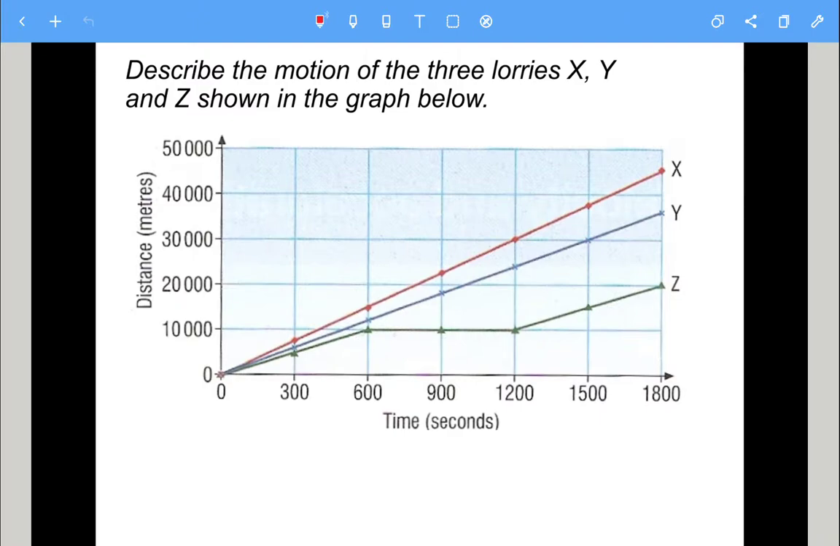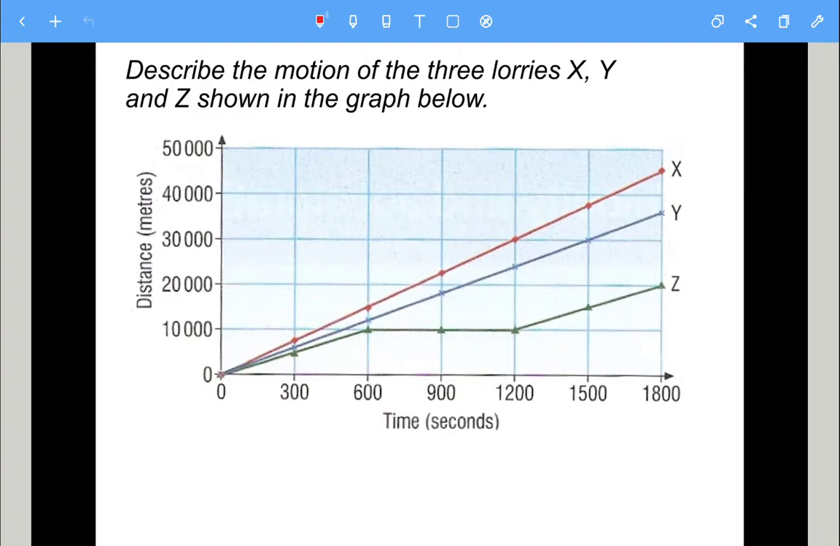Now lorry Z is traveling at a constant speed from 0 to 600 seconds. Then it's a flat line between 600 and 1200 seconds. A flat line means that no extra distance is being covered, so the lorry is actually stationary. Then the lorry starts driving again from 1200 to 1800 seconds, again at a steady speed because of the steady gradient.